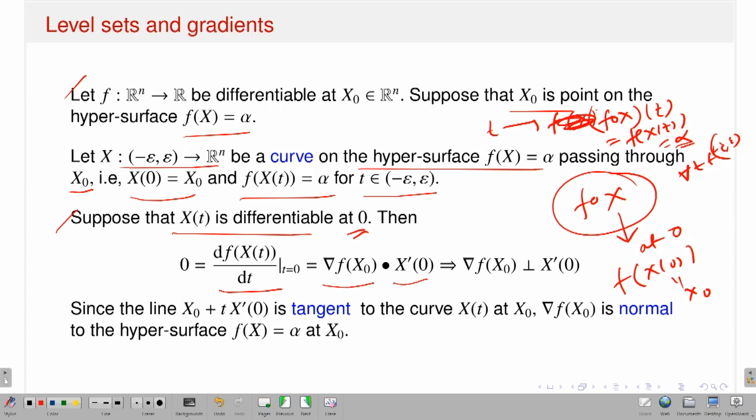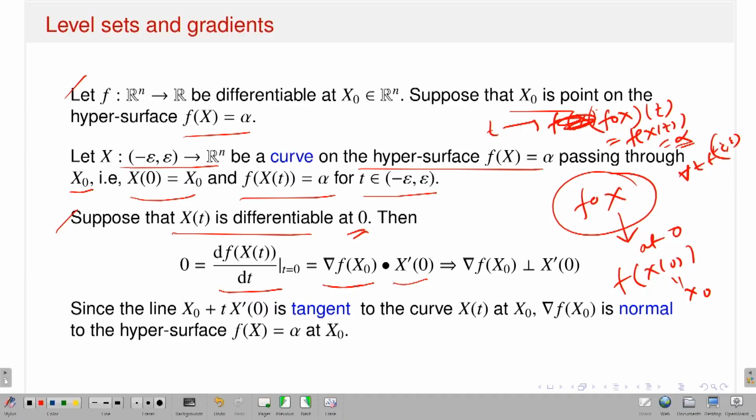Okay. So on the left-hand side, because I am in the hypersurface, my curve is in the hypersurface passing through the point x naught. So the composition function is differentiable at the point 0, and since the composition function is constant because I am in the hypersurface, the derivative with respect to t at that point vanishes, it is equal to 0. But it will have an expression in terms of the chain rule, which is nothing but the partial derivative of f at x naught dot product with x prime 0.